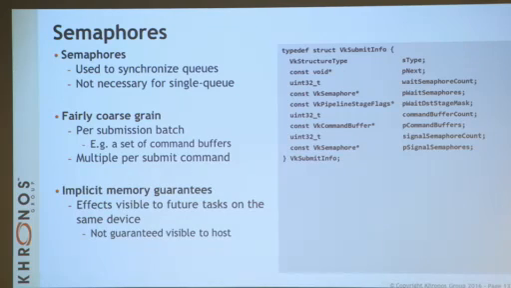They do make some implicit memory guarantees, so they don't have an explicit set of memory barriers like the events and pipeline barriers do. Instead, they make the guarantee that any writes or side effects done by the things you've submitted will be visible to any future queue work. They won't be visible to the host, but they will be visible to future queue work.